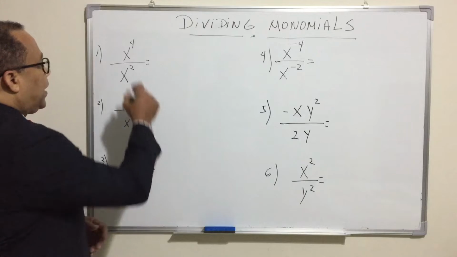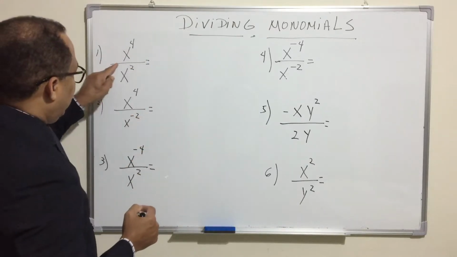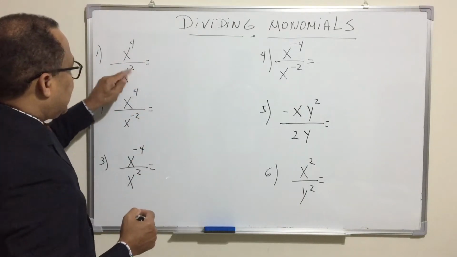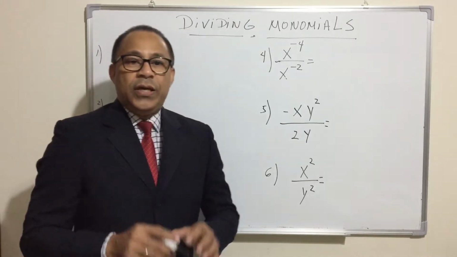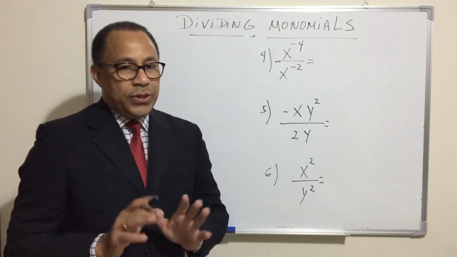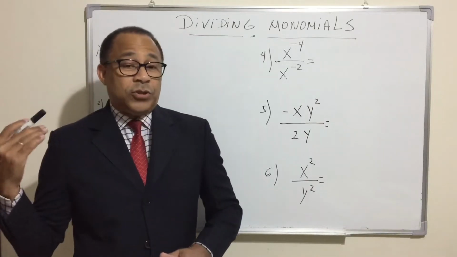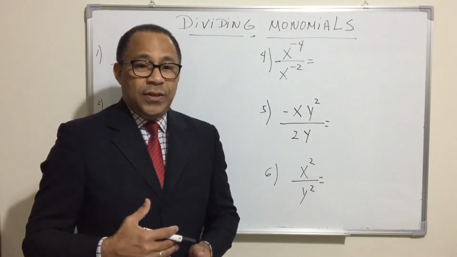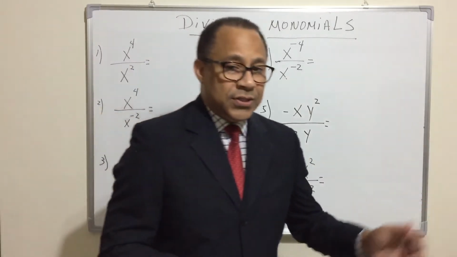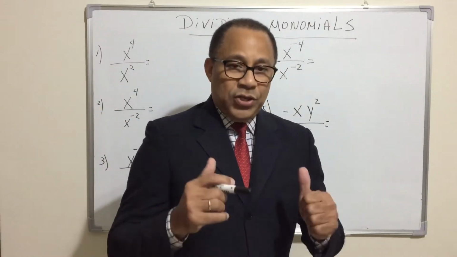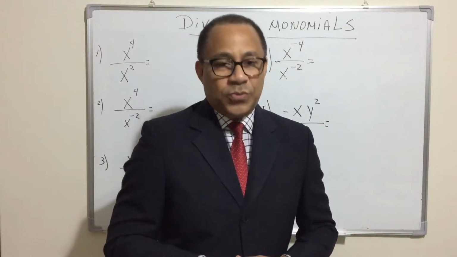Number one says x to the fourth divided by x to the second. When dividing, we subtract the exponents. If you remember with multiplication, it was the opposite. When multiplying, we add the exponents depending on the signs. And division, it is subtracting.